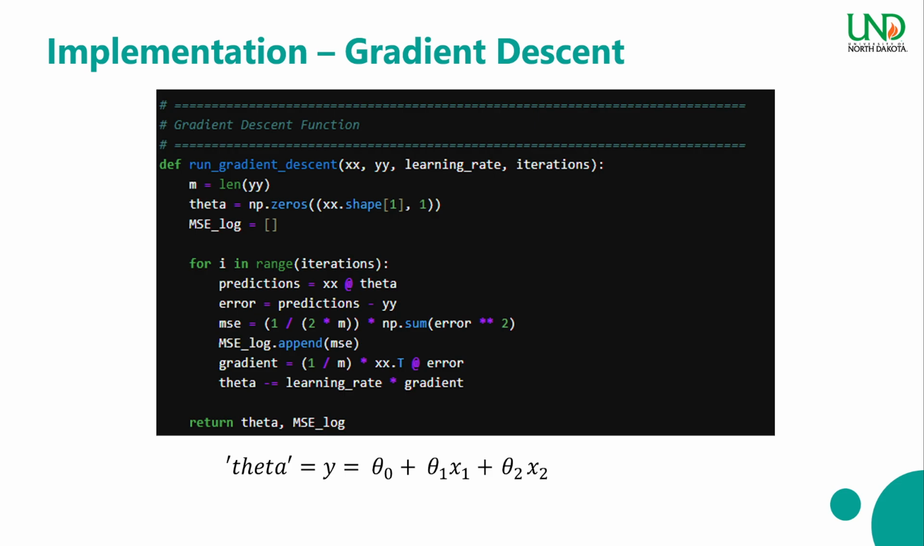The function, which I call run gradient descent, takes in xx, which is the feature matrix containing x1 and x2, yy, which is the target variable y, and then learning rate, which controls the step size for updates, as well as iterations, which defines how many times the algorithm will refine the parameters.